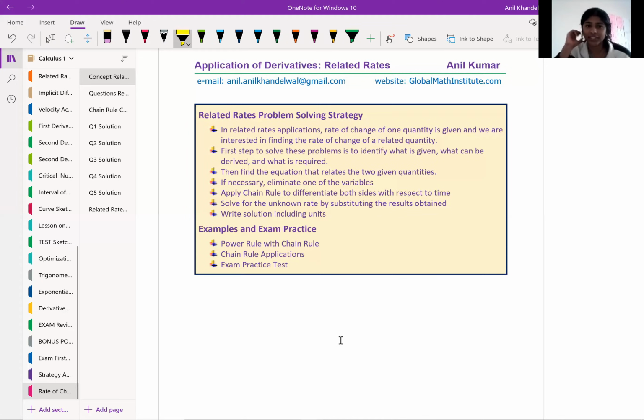Okay, so next point. Because it is like rate of change. Rate of change with respect to time. Solve for the unknown rate by substituting the results obtained, and then write the solution including the units.